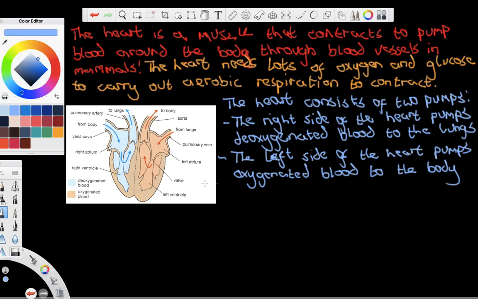Okay, so the right side of the heart pumps blood to the lungs that's deoxygenated. What we mean by deoxygenated is that it doesn't currently have oxygen bound to its hemoglobin, while the left side of the heart pumps blood to the body so that it can drop oxygen off to the cells of the body that need it.